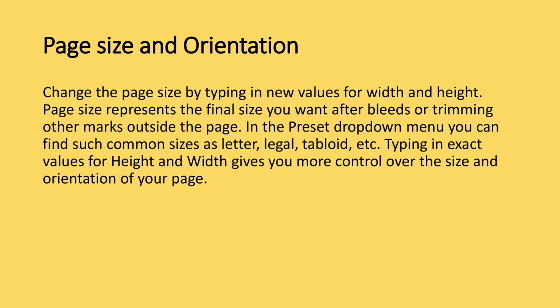Next is page size and orientation. Change the page size by typing in new values for width and height. Page size represents the final size you want after bleeds or trimming other marks outside the page. In the preset drop-down menu, you can find such common sizes as letter, legal, tabloid, etc. Typing in exact values for height and width gives you more control over the size and orientation of your page.